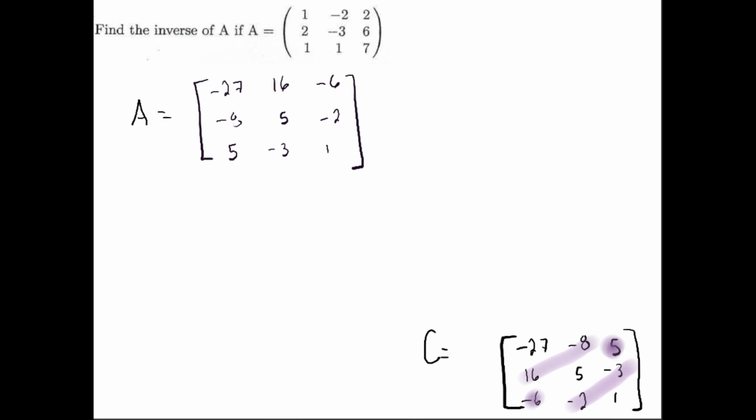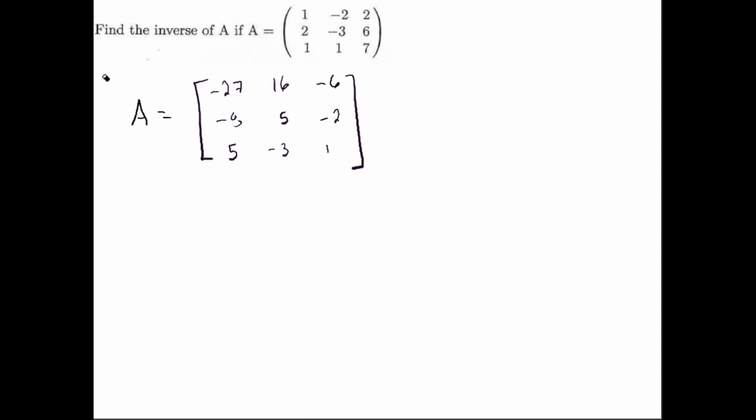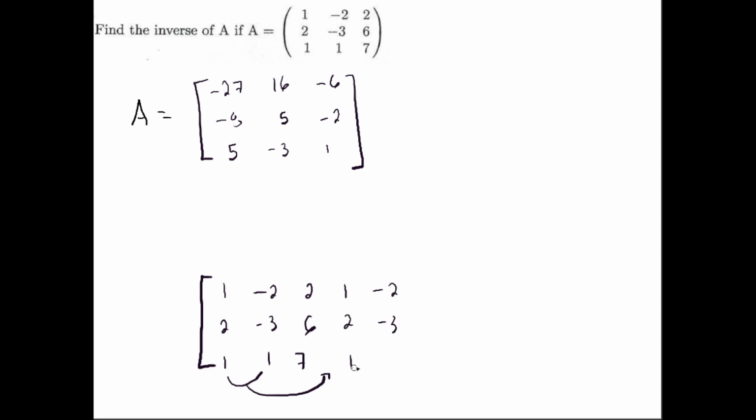My last step is to multiply my adjugate times 1 over the determinant, but first I need to figure out what the determinant of A is. Let's write it out. So 1, negative 2, 2, 2, negative 3, 6, 1, 1, 7. I'm just going to expand this, so I'm going to take these two columns and write them out again. So 1, negative 2, 2, negative 3, 1, 1. All I'm going to do is draw some diagonal lines. It's just going to help me out.